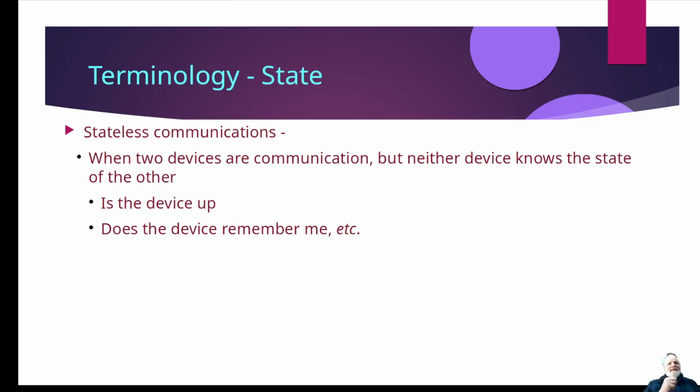Whereas with state communication, what you're going to do is first establish a connection. You're going to get an acknowledgement back from whoever you're sending the data to, and so you know that they're ready to receive the data when you send it.